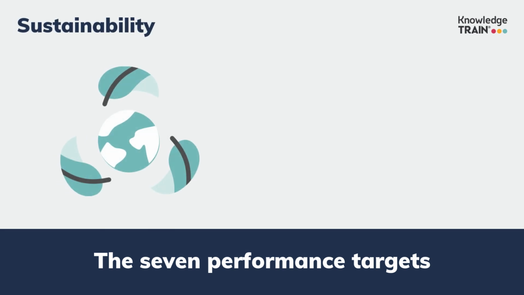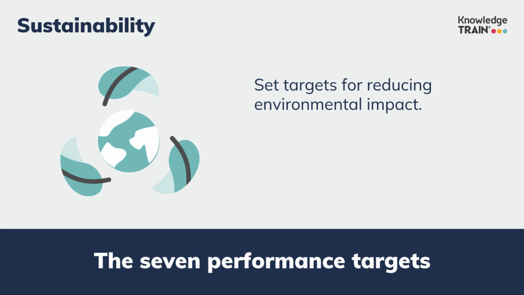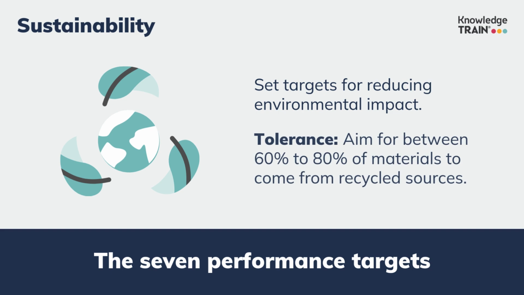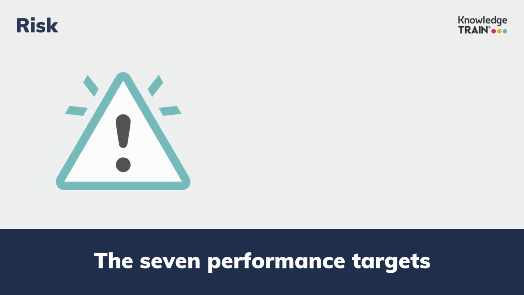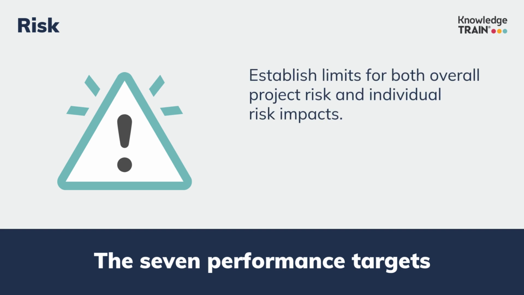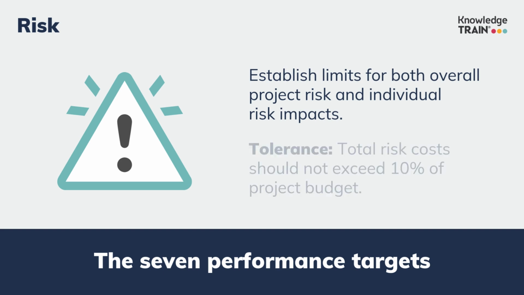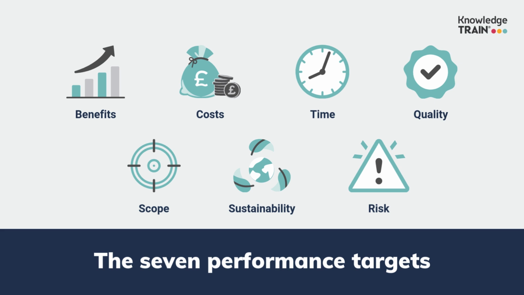For sustainability, set targets for reducing environmental impact. For instance, in a construction project, you might allow a 60 to 80% target for materials used from recycled sources. Lastly, we have risk. It's crucial to establish limits for both overall project risk and individual risk impacts. For example, you wouldn't want the total cost of risks to exceed 10% of your project budget. By setting and monitoring these tolerances, you can maintain control of your project while allowing some flexibility where it's most needed.